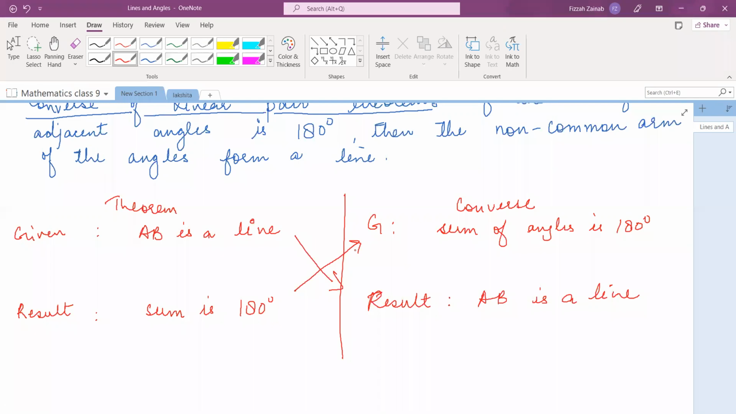So in the theorem, the linear pair theorem says that if AB is a line, the sum of the adjacent angles is 180 degree. Now converse says that if the sum of the two angle is 180 degree, then AB is a line. Fine. So I hope you have understood now. You can write it like this to have an understanding. This red, whatever in red I have written, very quickly you can write it down.